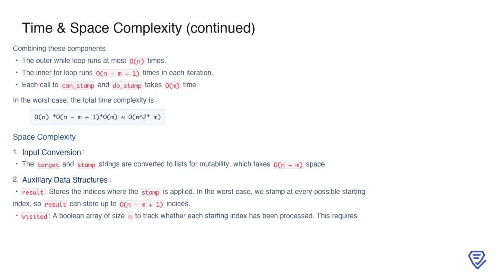Shifting focus to space complexity, the target and stamp strings are converted to lists for mutability, which requires O(n + m) space. Additionally, there are auxiliary data structures like the result list, which stores the indices where the stamp is applied. In the worst case, this list can hold up to O(n - m + 1) indices. Another auxiliary structure is the visited array, a Boolean list of size n used to track processed starting indices. This requires O(n) space.